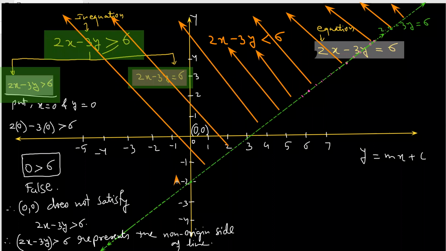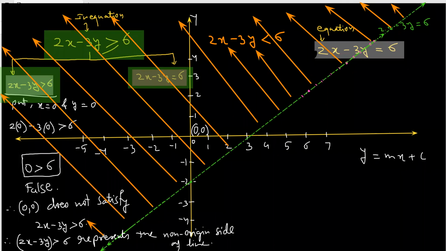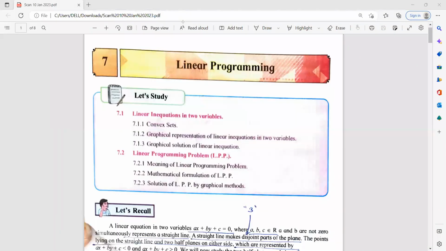Now, if you ask me, how do you know this one? You did not even check it. See, I know it because just now I had checked the other one. If 2x minus 3y greater than 6 is this side, definitely less than 6 will be this side.